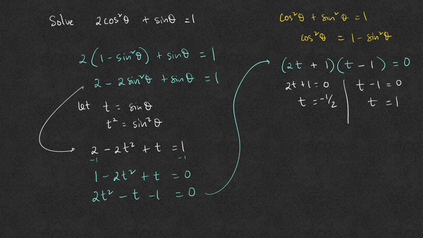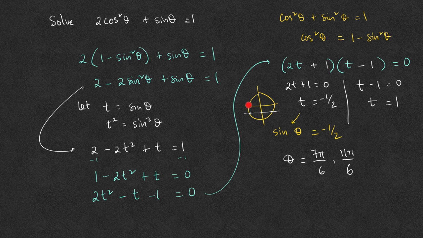These are not the solutions because we're looking for theta, not t. But remember that we let t be sine theta, so we substitute t back with sine theta. Sine of theta equals negative 1/2 only when theta equals 7 pi over 6 and 11 pi over 6.